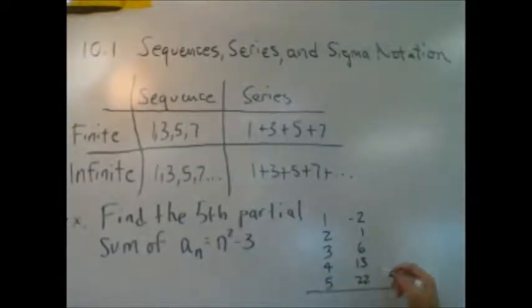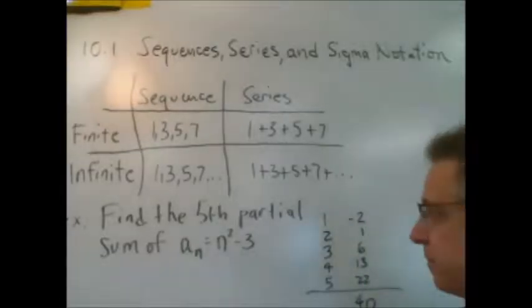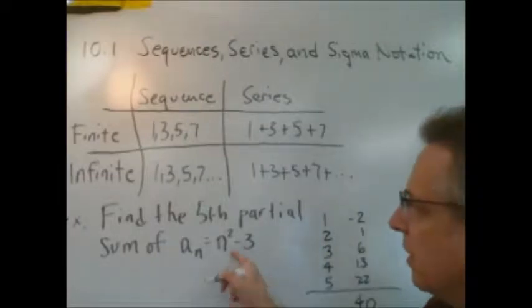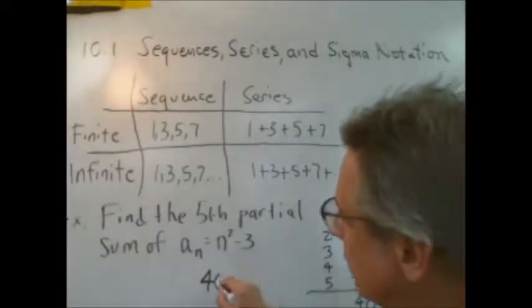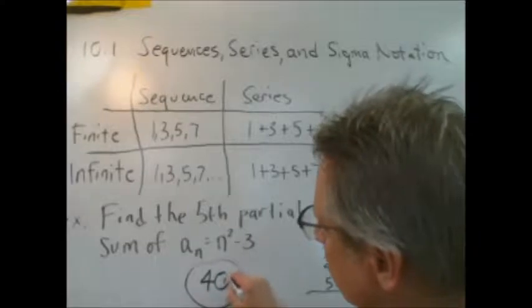And if we add all those up, you can see we have 35, 41, 42 minus 2 is 40. And so the fifth partial sum of this would be 40.